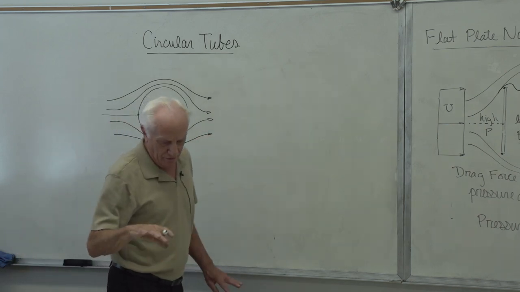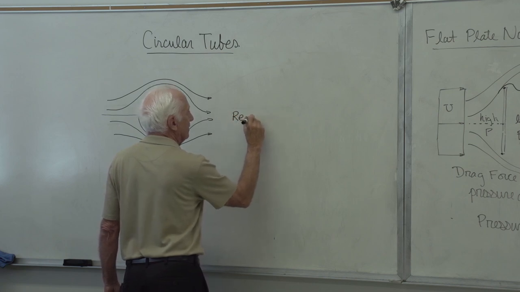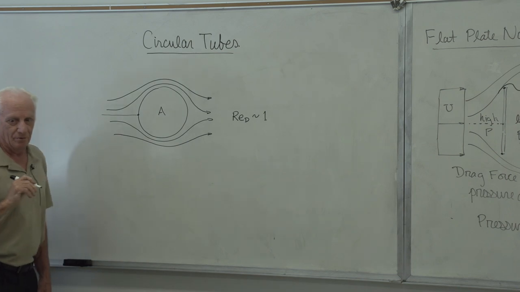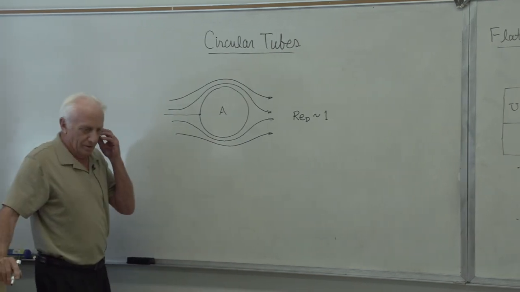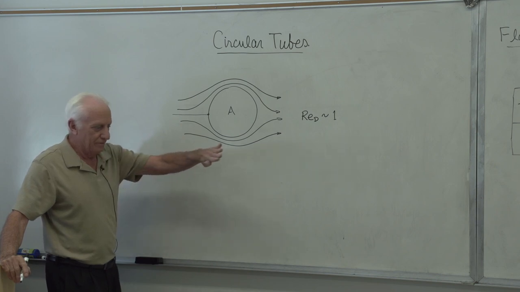Reynolds number on the order of 1 based on diameter. Really, really low Reynolds number, approaching what we call creeping flow, very slow moving flow.